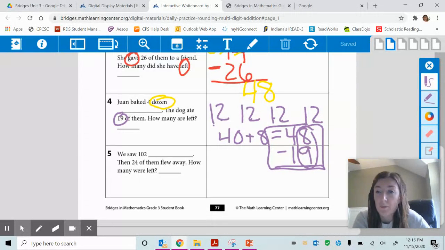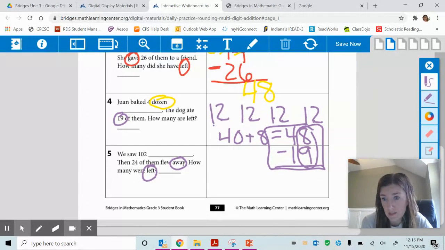Okay, and then for number 5, I'll let you do this one on your own. We saw 100 of something, and then 24 of them flew away. How many were left? So they're going away, and there's some left. Maybe it's birds because it says flying. So I'll let you solve that for number 5.